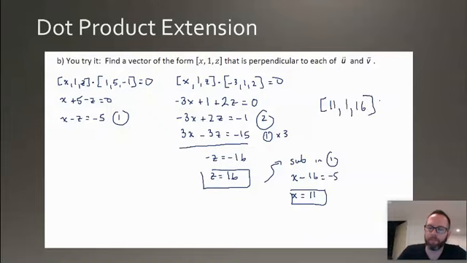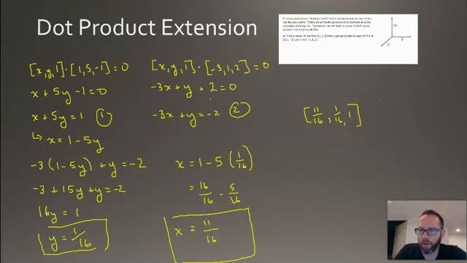Now, if you look at the relationship between these two answers, 11, 1, 16, and 11 over 16, 1 over 16, 1, maybe you can see a connection.